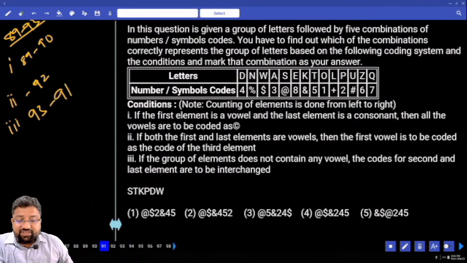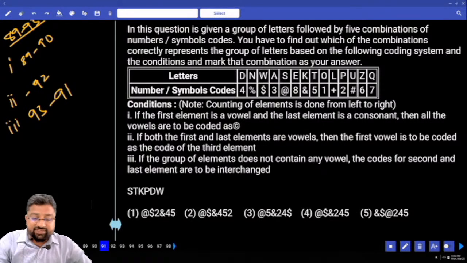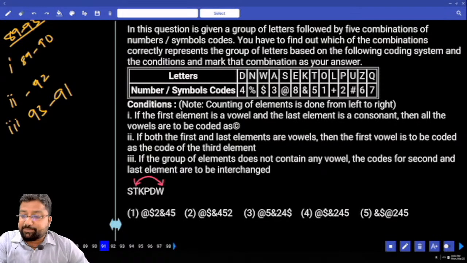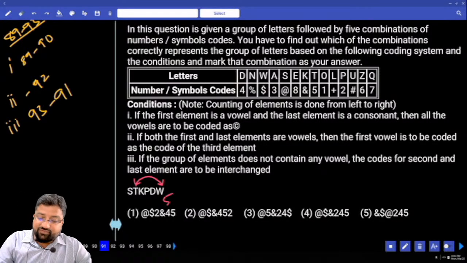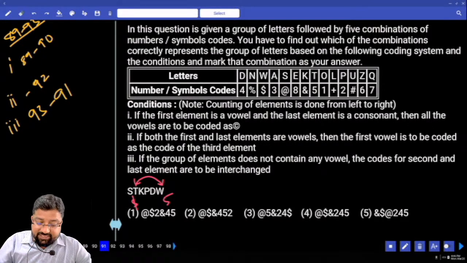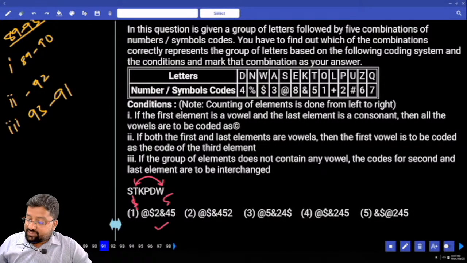What is condition 3? If the group of elements does not contain any vowels. In 91 also I don't see any vowel here. So the codes for the second and the last should be interchanged. Code for T, 5. Code for W, $. 5 in the last place, $ in the second place.